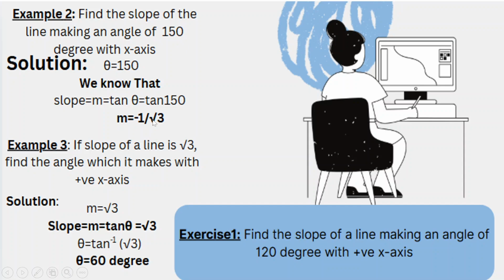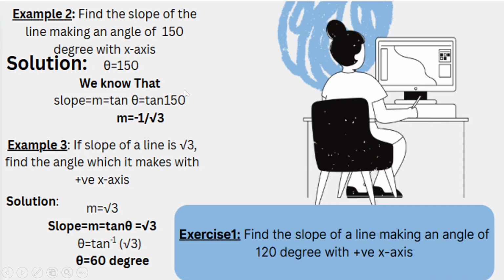Note that 150 degrees is an angle of the second quadrant, and we know that in the second quadrant tan is always negative, so the slope of such a line will be negative. If we are given any angle from the third quadrant, then the slope will be positive. Similarly, if we are given any angle from the fourth quadrant, then the slope will be negative. Note that tan theta is positive only in the first quadrant and the third quadrant, so the slope will be positive in the first and third quadrant.